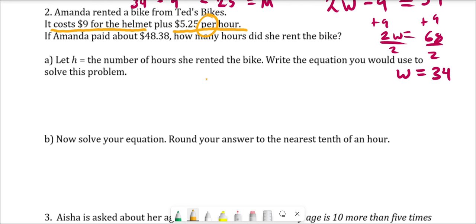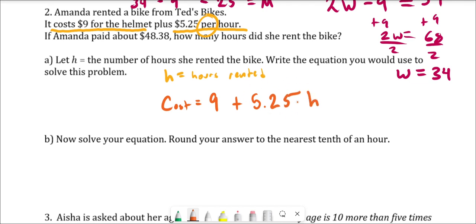If each hour we pay $5.25, then first of all, what are our objects of this? We have h, the hours rented. Then the total cost is going to be equal to $9 fixed. It always costs her $9 because she has to rent the helmet, plus $5.25 for each hour. So to get the total cost for the hourly rental, we have to multiply by the number of hours. So here would be an equation that we could use to get the total cost: $9 plus $5.25 times h.